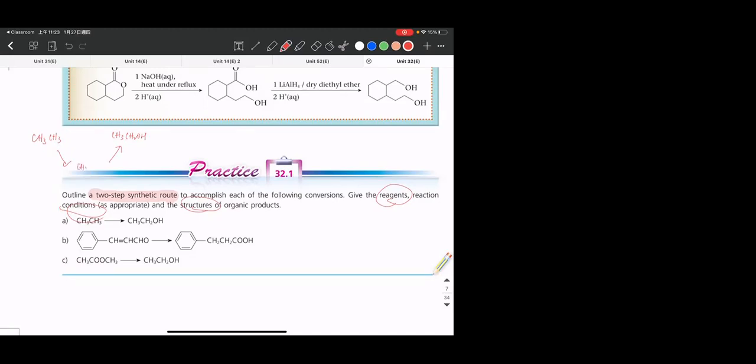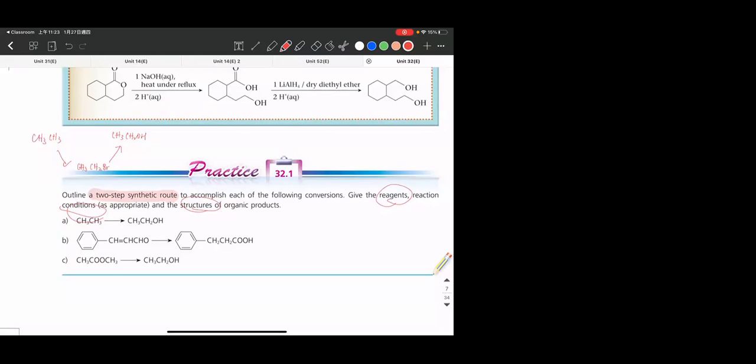What is that? What can it be? Is it CH3CH2Br, for example? Can you think of this? Now, if that is the case, you can write down the answer. How? What is the answer? Limiting Br2 under UV light.